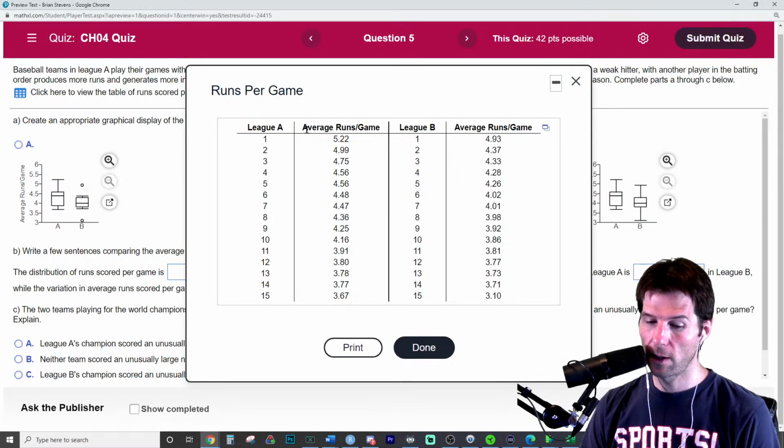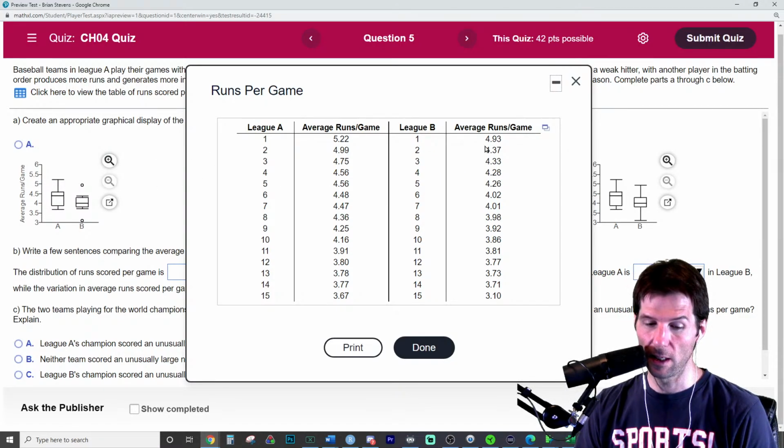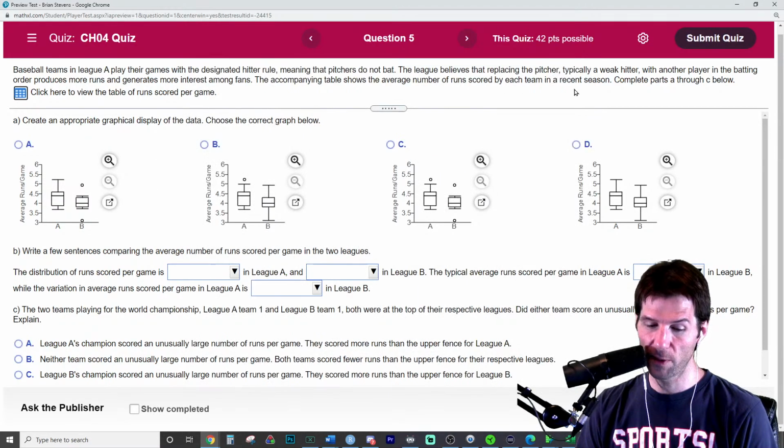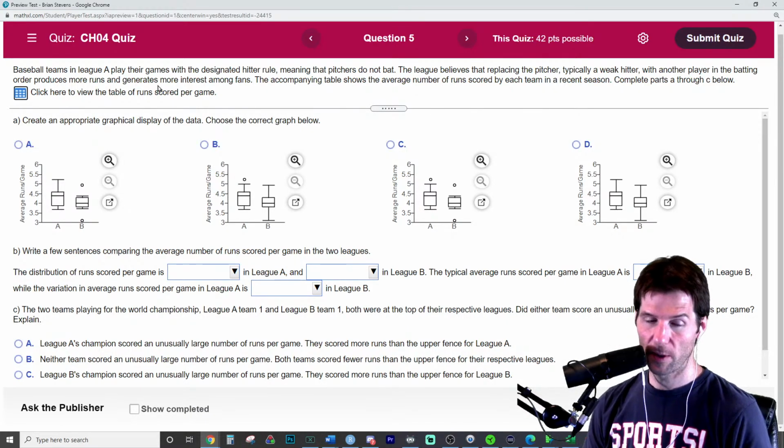Now you could use this data frame to kind of figure out what's going on, because we see the highest point in League B is 4.93. We could probably figure it out without graphing it. Look here, we got some lowest points. We got some outliers. A little bit tough to tell what's going on. I think I can tell what the answer is. I've got some good guesstimates, but here's how we're going to do this.